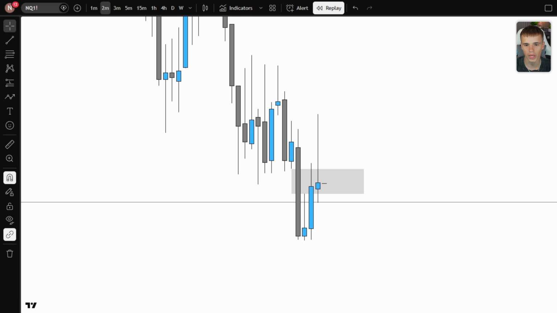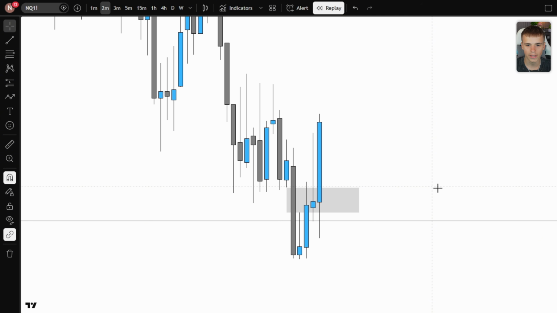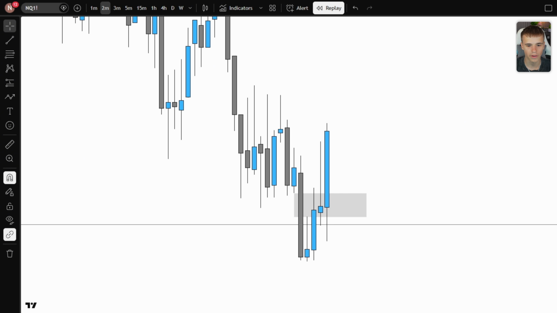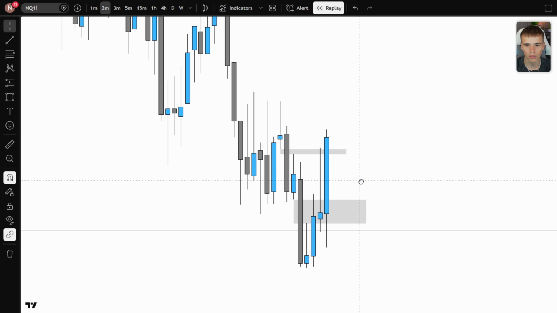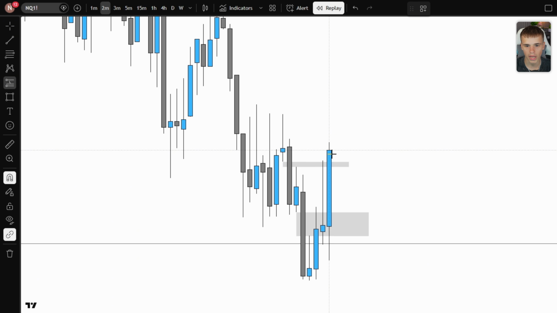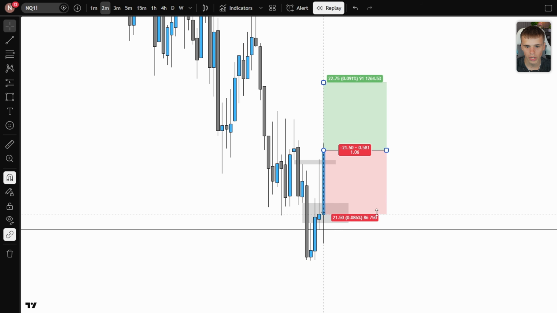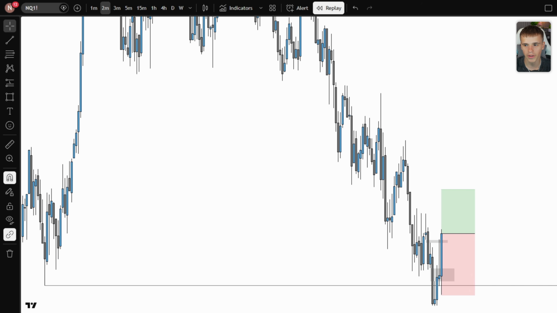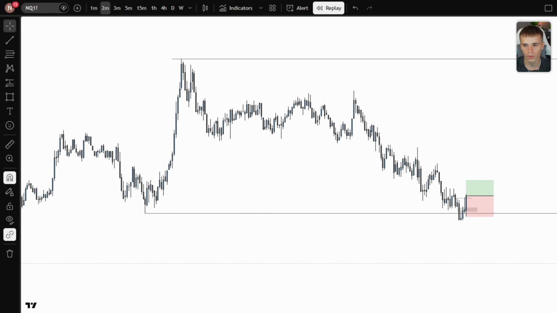So we still have to wait for the closure. And then this is the closure of the fair value gap. We also had a micro one right here that we also managed to close above. So what we do is we enter the market on the closure. We can put our stop loss below the wick or below the fair value gap. It doesn't really matter. So it's all about risk to reward to win rate.